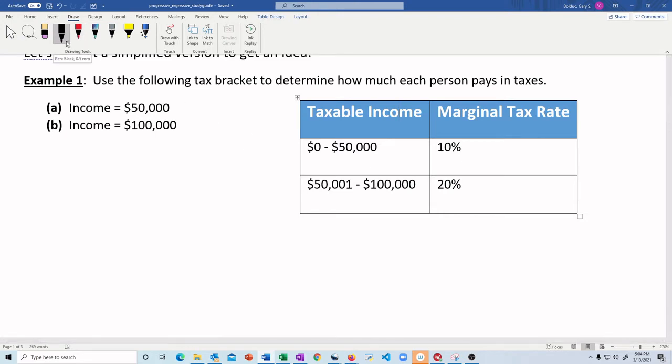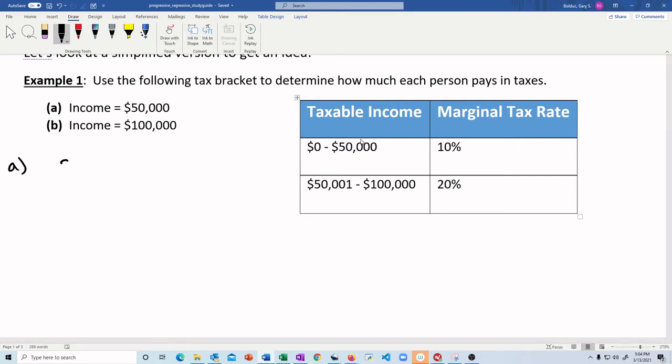So for person A, they make $50,000. Okay, so their income's $50,000. How do I figure out what to do? Well, I take their income and I go find it in the table. I ask myself, first box, do I have income? Yes, so I need to tax. Then I ask myself, do I fill the box up? I do fill the box up. $50,000 here is the top of the box.